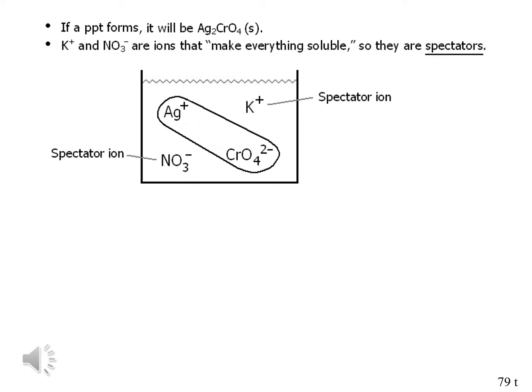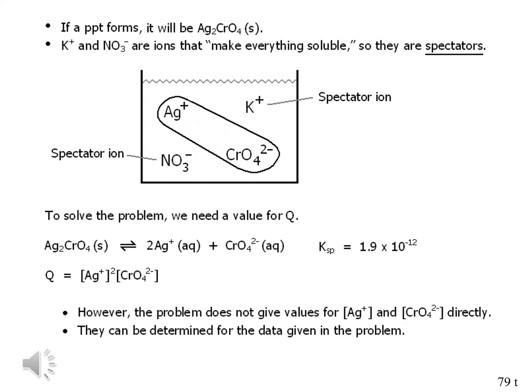And when you dump them together, the 2 extra ions, potassium and nitrate, are going to be spectators. So it's still the silver and chromate that are going to form the insoluble precipitate. So we're going to do this problem exactly the same way. It's a "will a precipitate form" problem, so we're going to write the dissolving equation of the solid, look up the KSP, and write the Q.